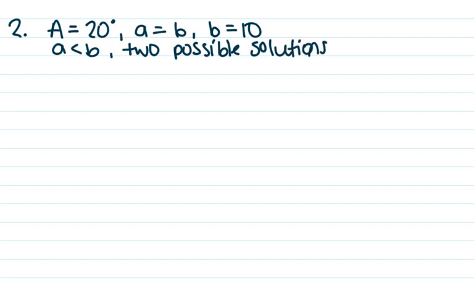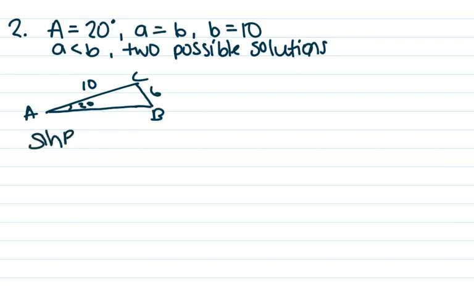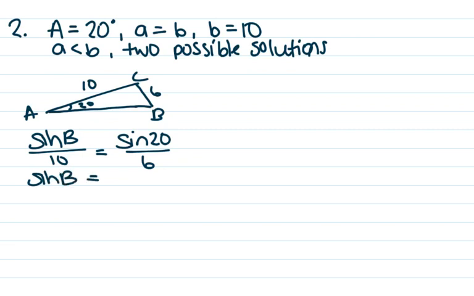Now, I'm just going to draw my triangle. So if I have angle A, which is 20, that's pretty small, 20, and then side A is 6, and B is 10. All right, so let's find angle B to start, and then we can find angle C after that. So angle B would be sine B over B, which is 10, equals sine A, which is 20, over A, which is 6. So cross multiply and divide.